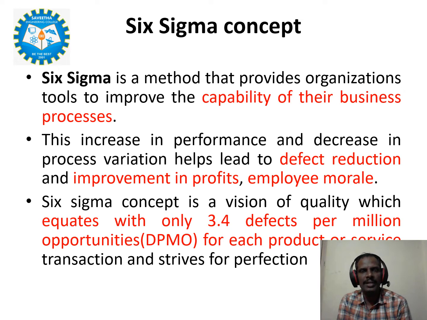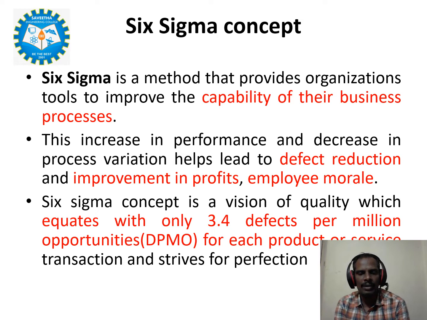Between negative 3 and positive 3, if the graph falls between the lower and upper limit values, it is called a good quality graph, which means meeting the specifications. Increasing performance and decreasing process variation helps lead to defect reduction and improvement in profit and employee morale. Six Sigma is a vision of quality which equates to only 3.4 defects per million opportunities, DPMO, for each product or transaction, striving for perfection.